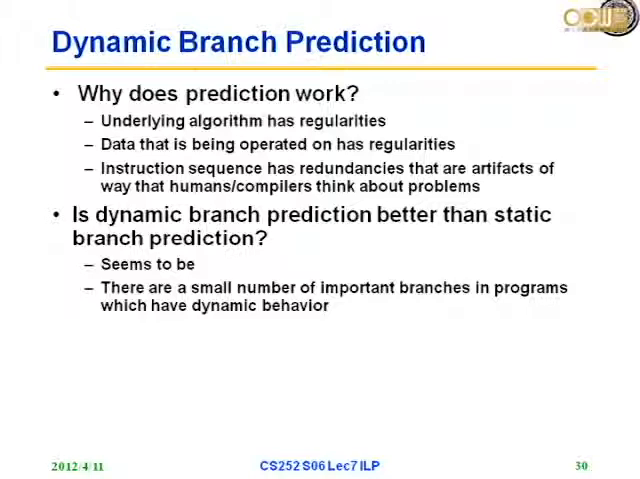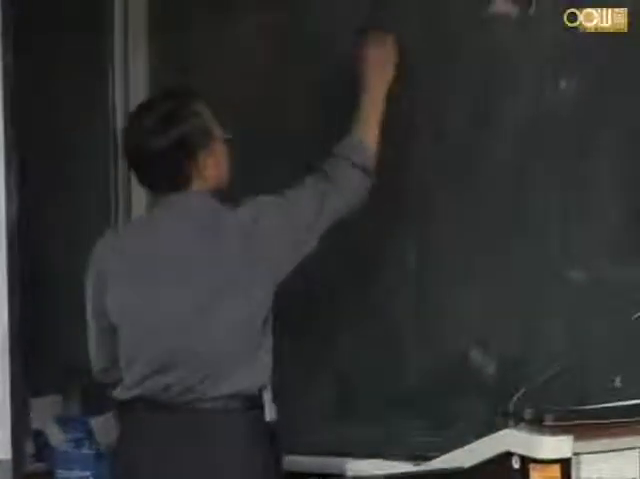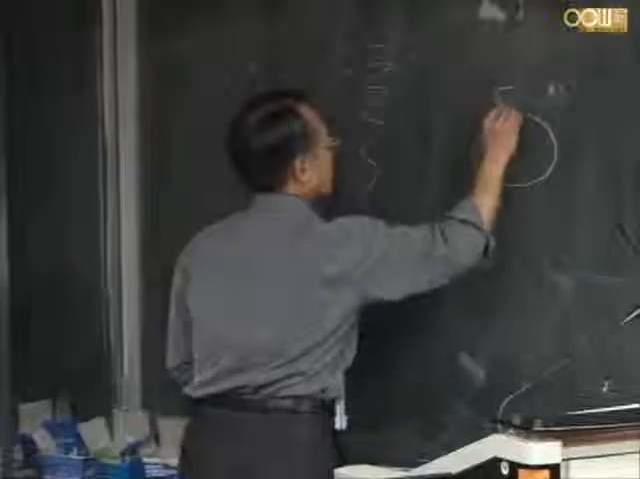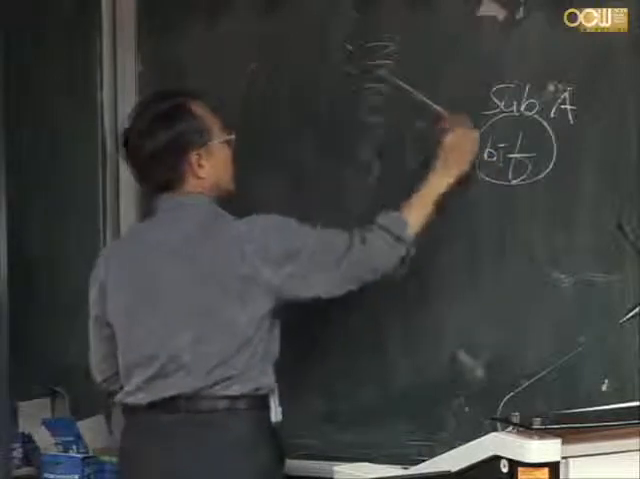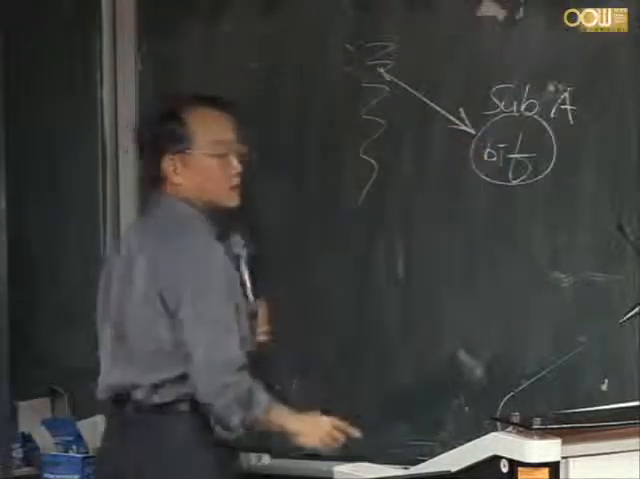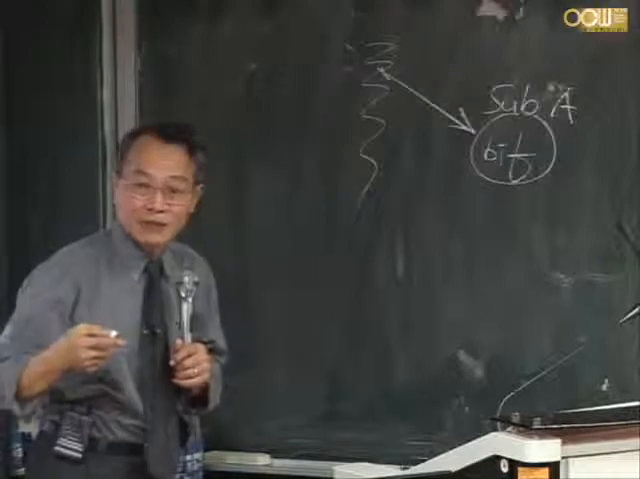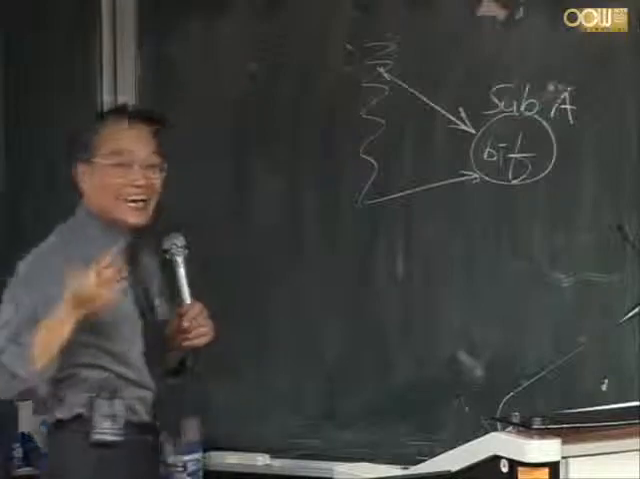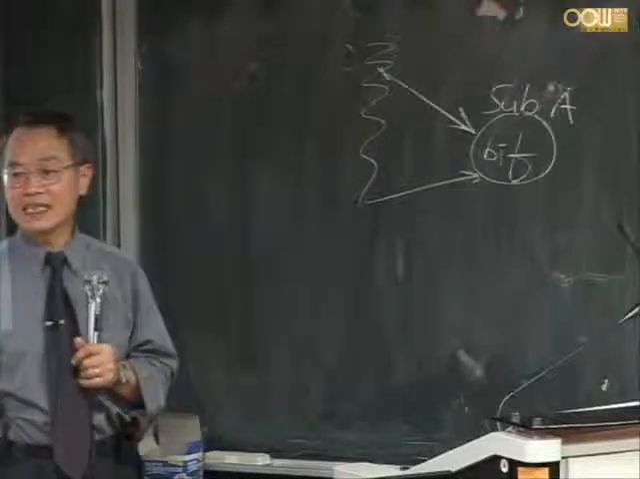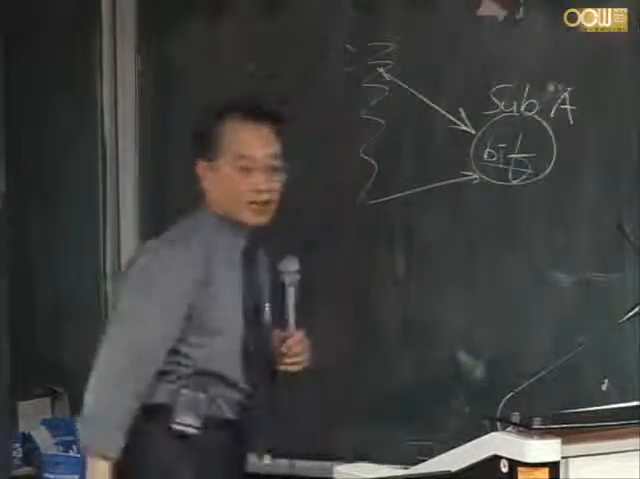So for static, I already told you, for a certain branch instruction, you always predict it to be taken or not taken. Let me give you an example. This is my main program. This is a subroutine, and within this subroutine, there's a branch F. This branch, when called by this guy, may be not taken most of the time, whereas when it's called by this guy, may be taken most of the time. So statically, how should you predict? Difficult.